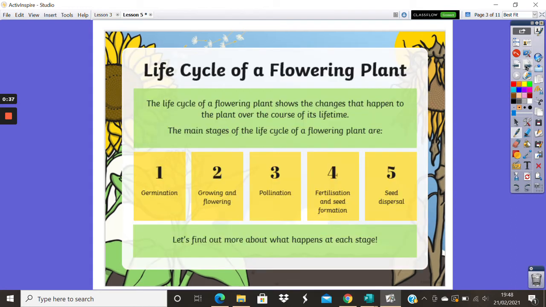Okay, so the life cycle of a flowering plant shows the changes that happen to the plant over the course of its lifetime. The main stages of the life cycle of a flowering plant are germination, growing and flowering, pollination, fertilization and seed formation, and the final one is seed dispersal.